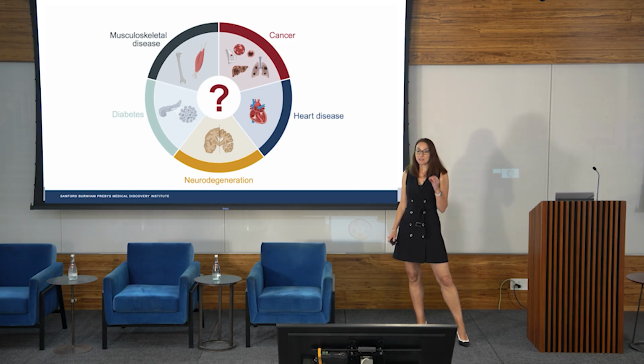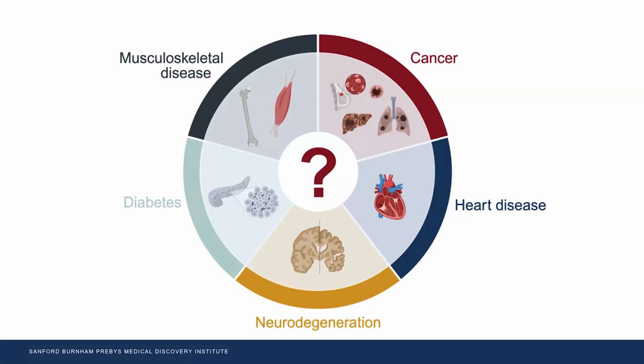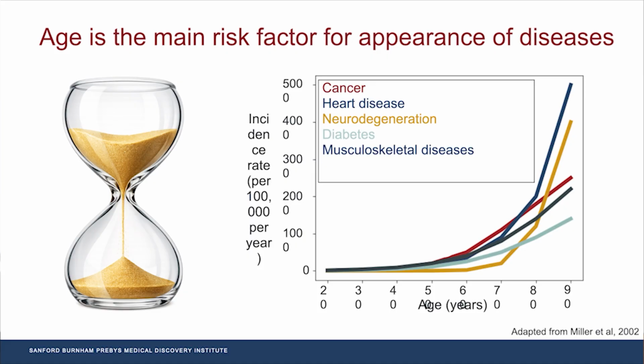What is the main risk factor for the development of diseases like cancer, heart disease, neurodegeneration, diabetes, or musculoskeletal diseases? It is aging. Age is the main risk factor for appearance of diseases. As you can see here on this graph, the incidence for these diseases really starts rising after the age of 70. And my research is really focused on figuring out why that is happening and how we can stop it.